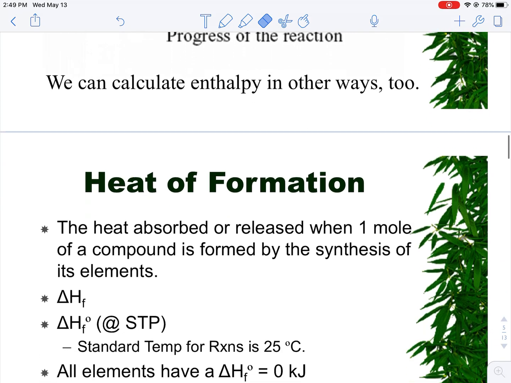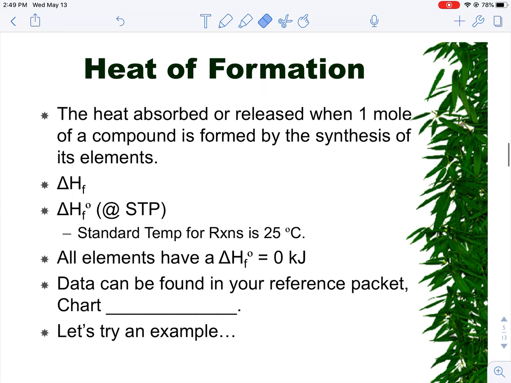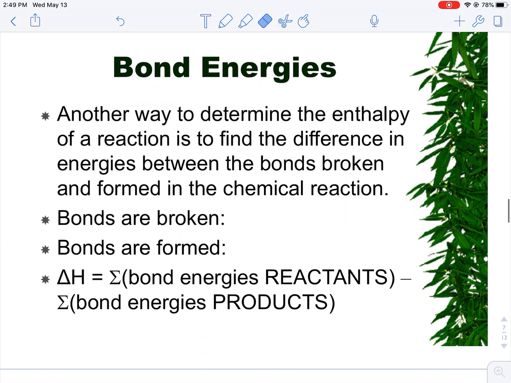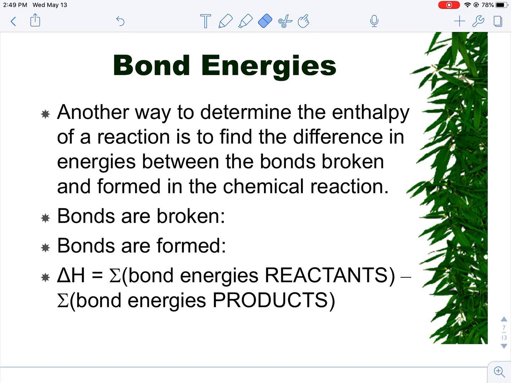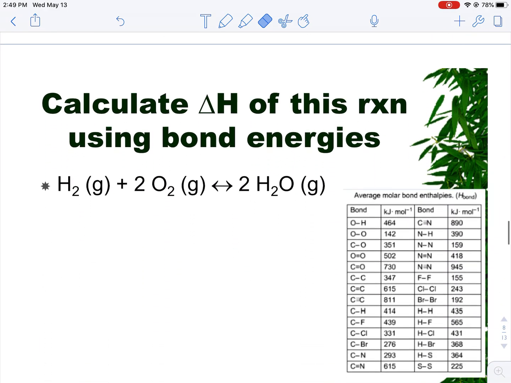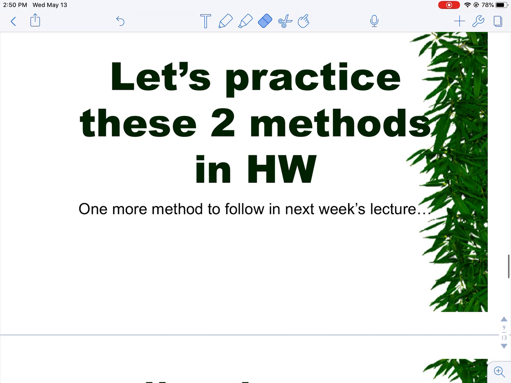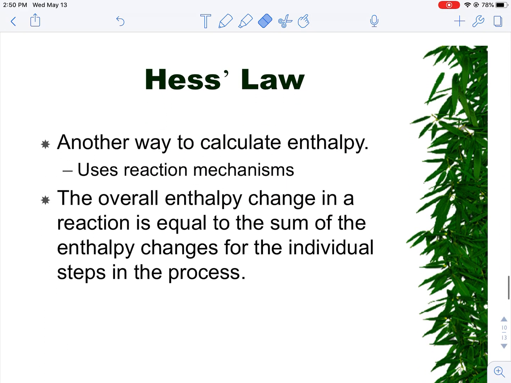Last lesson, we learned that we could also calculate the enthalpy using heat of formation data. Also, we learned that we can use bond energies, comparing the amount of energy that goes in to break the bonds of the reactants to that of the energy that's released when the products are formed. You had a chance to practice these in our homework assignment, and today's lesson is going to learn about the last way to calculate enthalpy, and that's referred to as Hess's law.